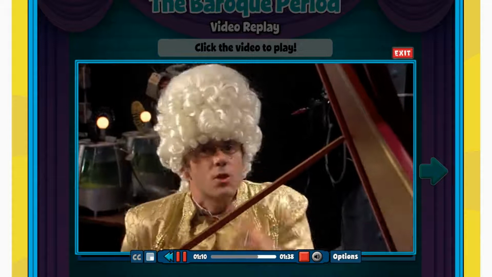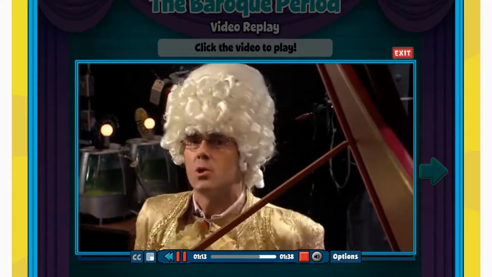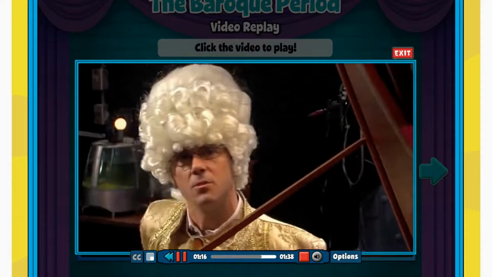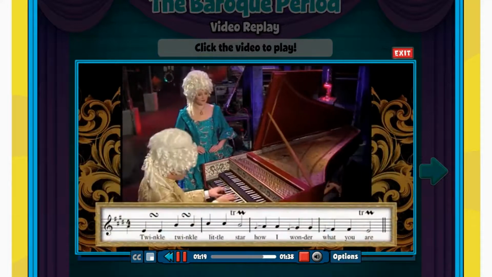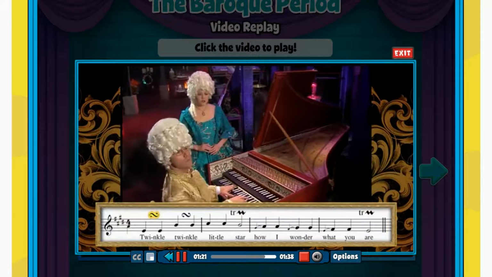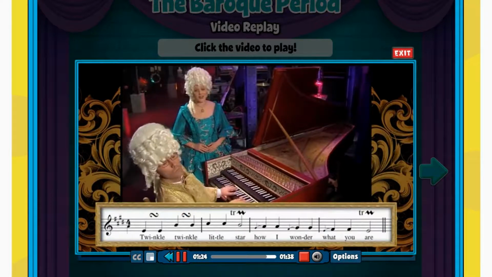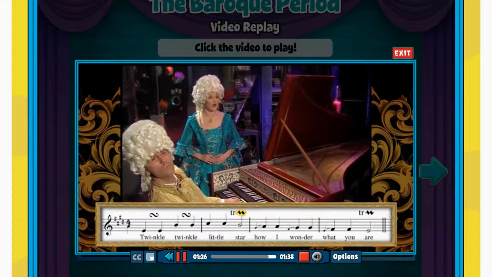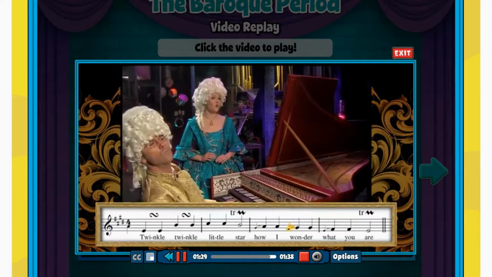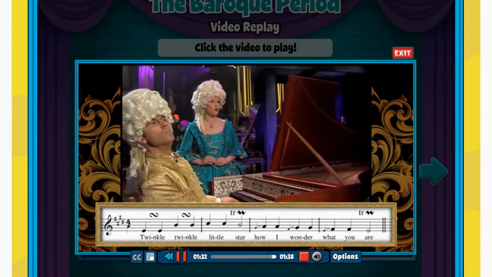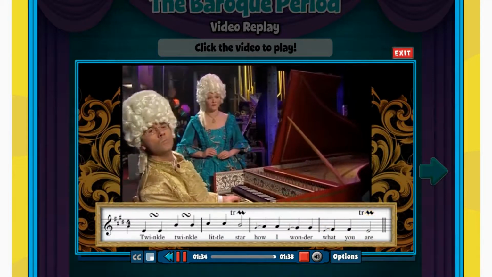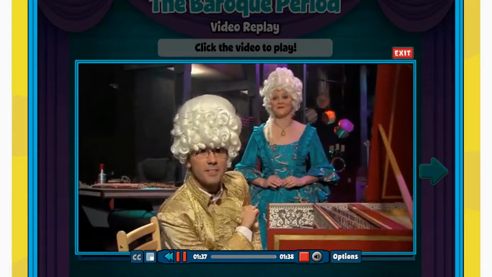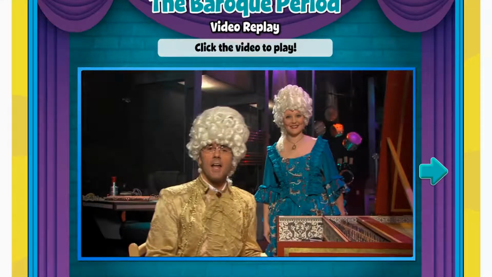Now we're going to add those three fancy Baroque bits to a famous tune, Twinkle, Twinkle, Little Star. Off we go. Twinkle, twinkle, little star, how I wonder what you are. Very fancy. As you can see, by adding these ornaments, we create a really fancy type of music.